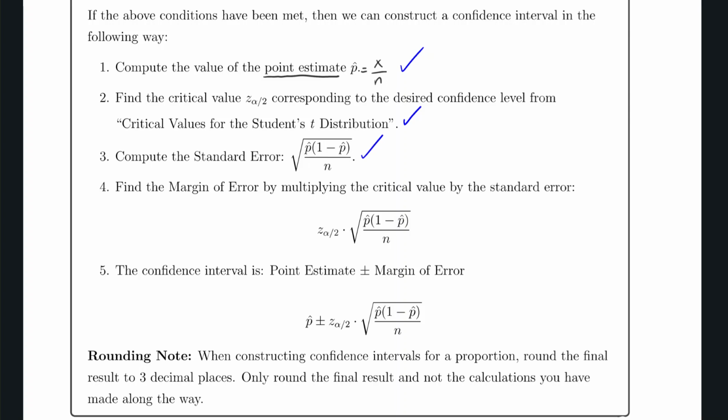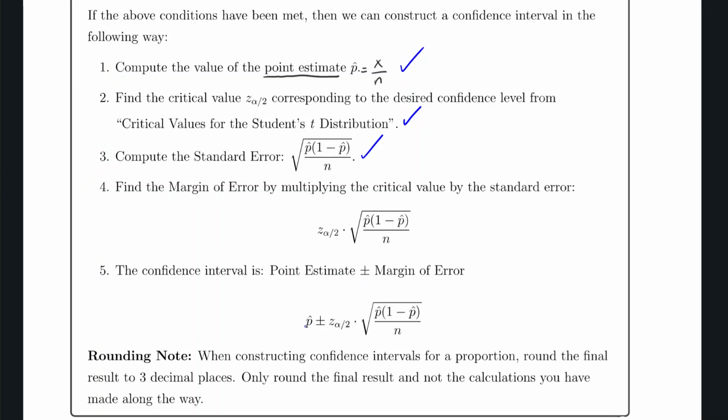Then you find the margin of error by taking the critical value you found in step 2 and multiplying it by the standard error you found in step 3, listed here in our mathematical notation. Finally, once you have the margin of error, the confidence interval is just your point estimate from step 1 plus or minus the margin of error from step 4. And in notation, that's p hat plus or minus the critical value times the standard error.